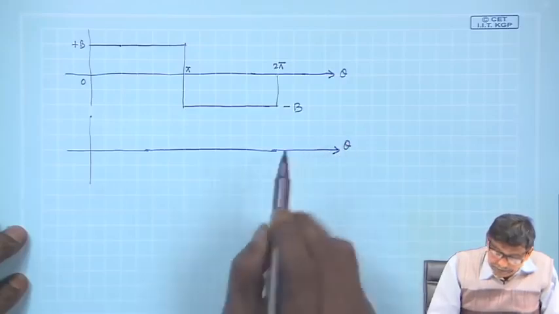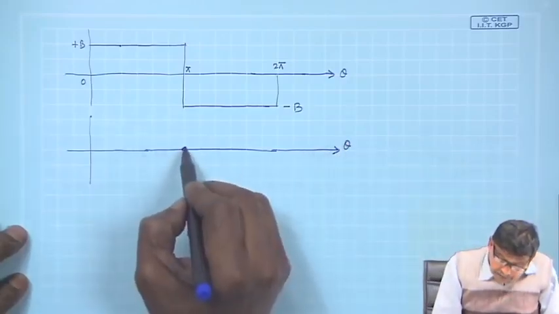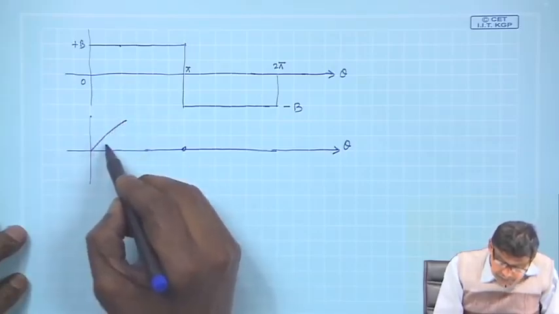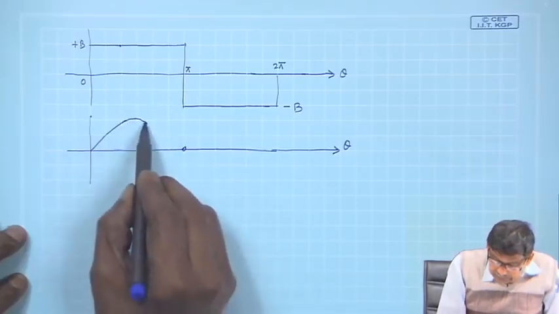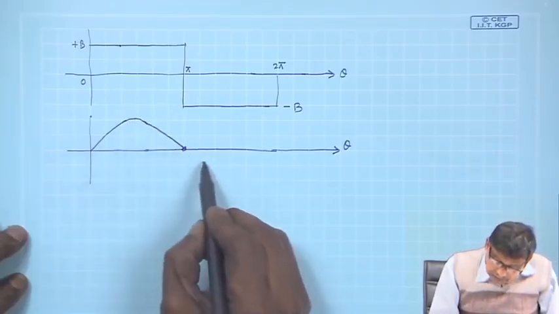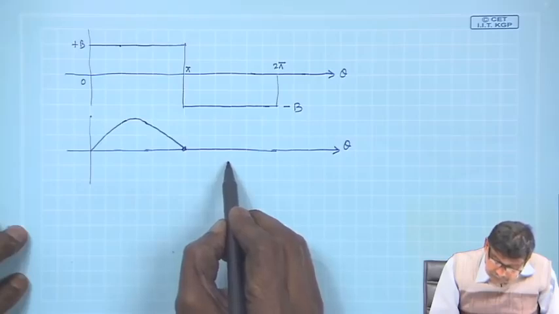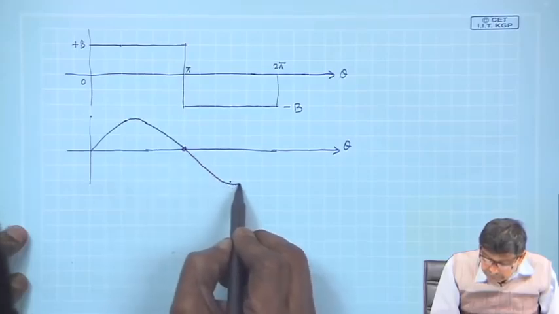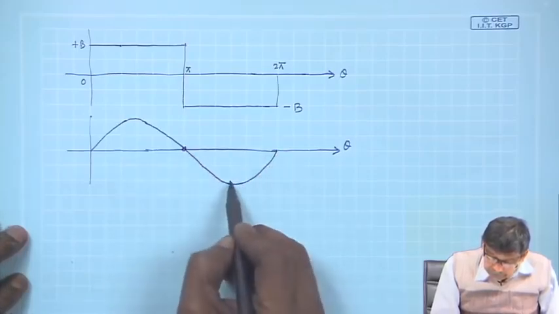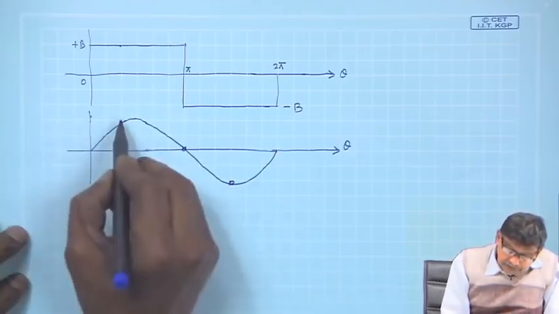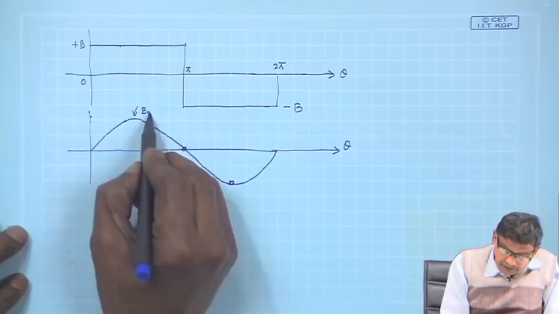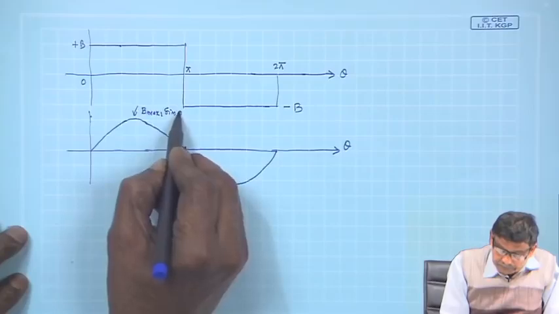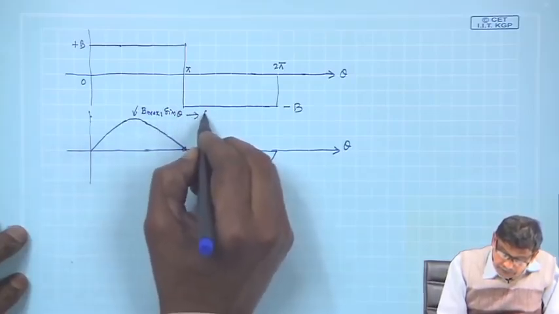this is theta and this is your pi. So, your fundamental will be this one, and this is the B max sin theta fundamental component. Say, let me write B max 1 sin theta. This is the fundamental component.